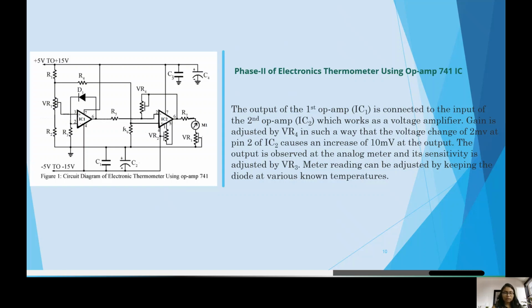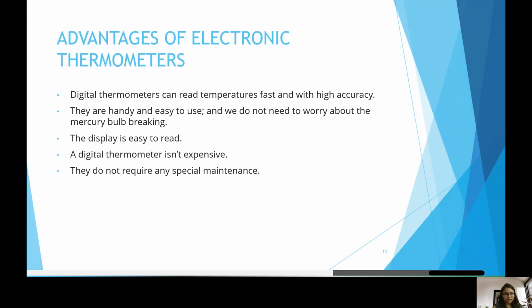Thus, this was the working of the electronic thermometer, in which the first op-amp acted as a temperature converter, and the second op-amp acted as a voltage amplifier. There are quite a lot of advantages of the electronic thermometers. They can read the temperatures fast and with high accuracy. They are handy and easy to use as we do not need to worry about the mercury bulb breaking. The display is easy to read and they do not require any special maintenance.